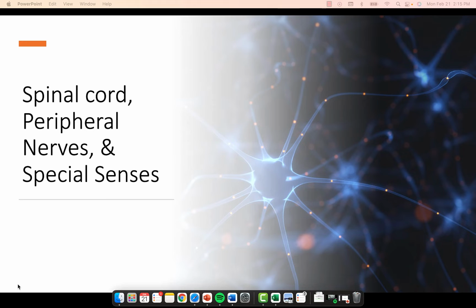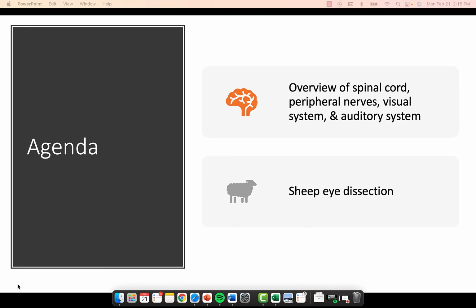So let's get started. We'll make sure we overview the spinal cord, peripheral nerves, visual system, and auditory system today. Typically in lab, we would do a sheep eye dissection. That is something that we obviously will not be focusing on for the online section, so you will not see any of those terms or anything within your lab quiz online.